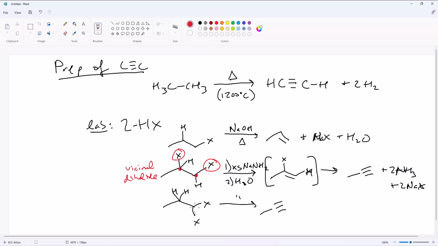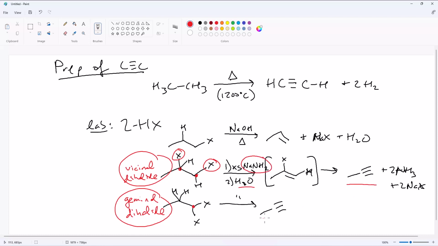If we have both of the X's or the halides on the same carbon, we call this a geminal. Geminal like Gemini, geminal dihalide. So either a vicinal dihalide or a geminal dihalide, when exposed to a strong base and then an acid workup, will generate the alkyne. This can be done with both terminal and internal dihalides, and it can generate either the terminal or the internal alkyne.